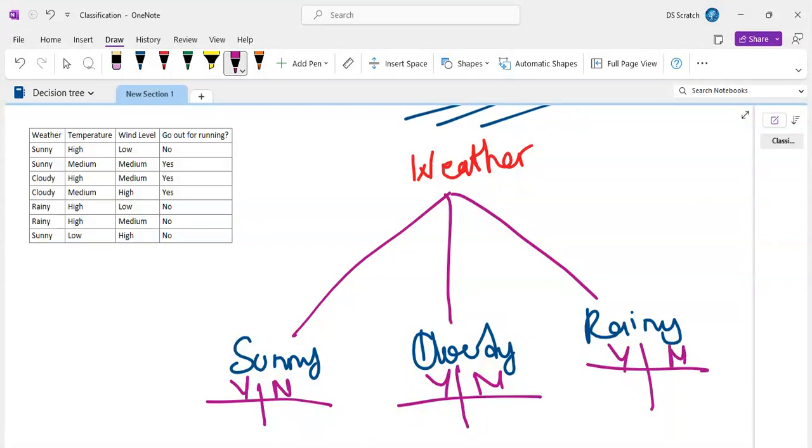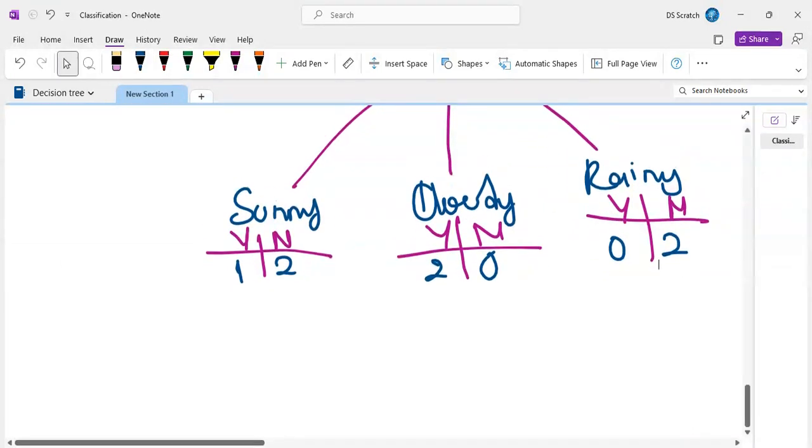Okay, now let's calculate, now let's count. For the sunny, one person will go out and two won't go out. For the cloudy, two will go out and zero stay. And for the rainy, zero will go out and two people will stay inside.